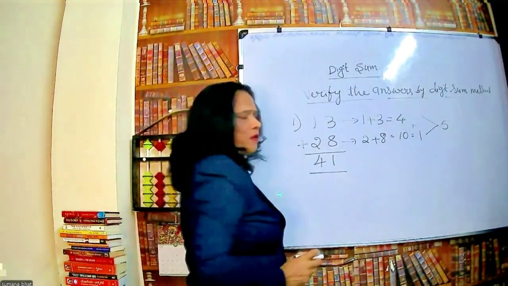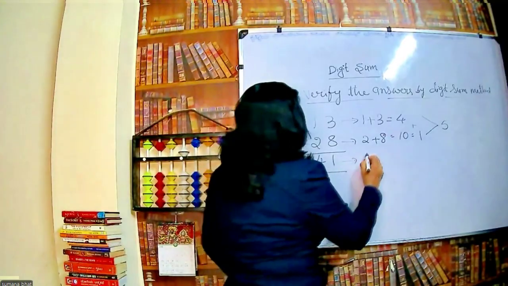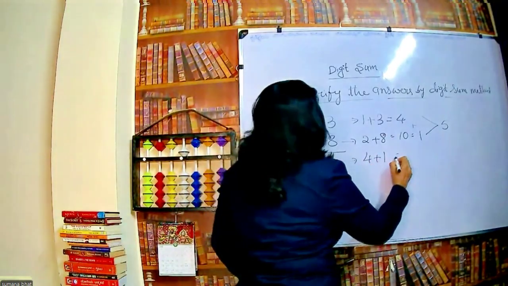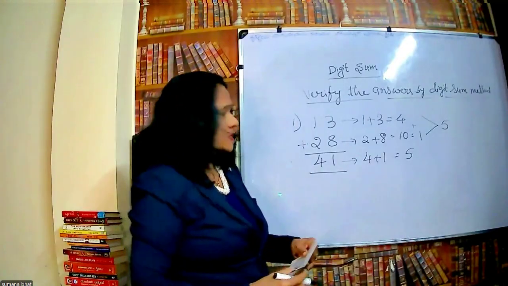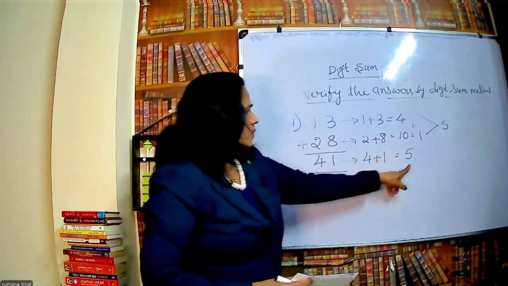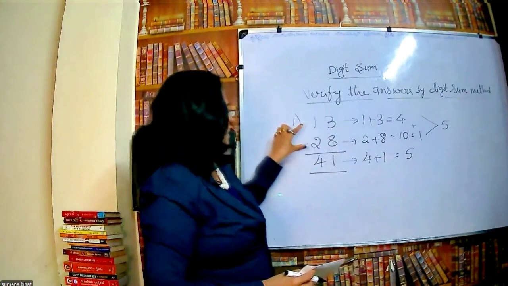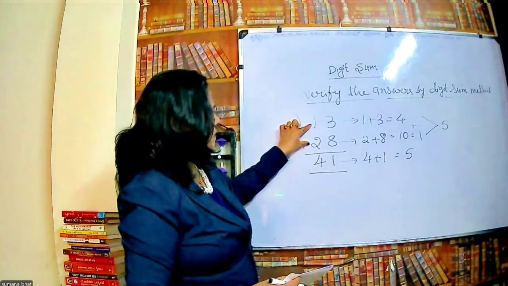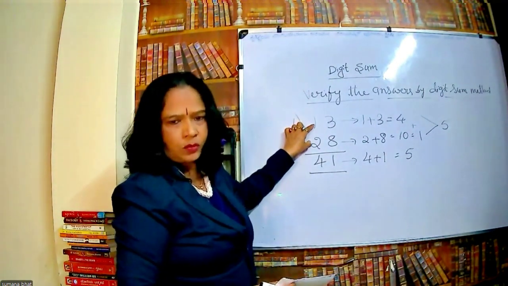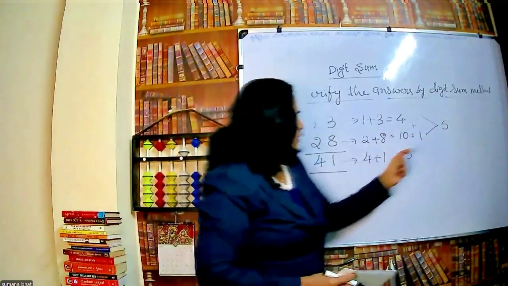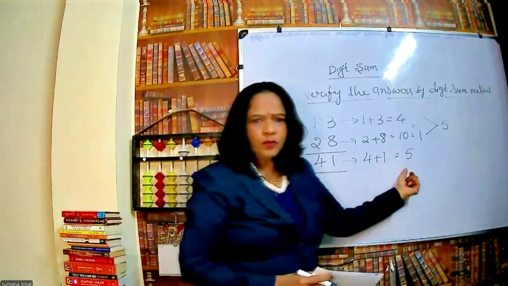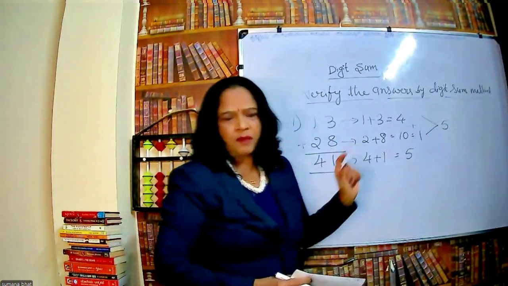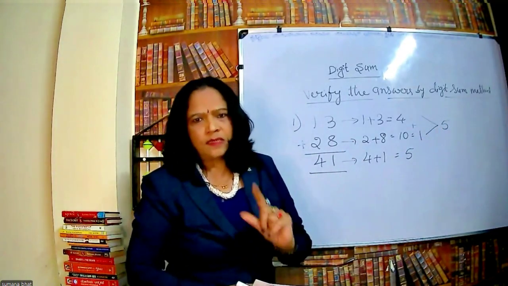See, 4 plus 1, 4 plus 1 is 5. We got the same answer, same number. Here we got 5, here also 5. It means when we do the digit sum for the given numbers, the question, we got 5. And if we find the digit sum for the answer, there also we got 5. If we get the same number for both, our answer is correct.